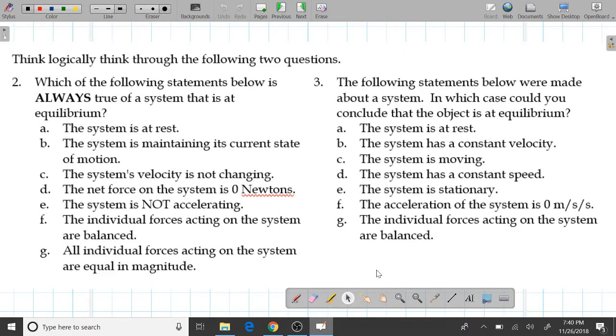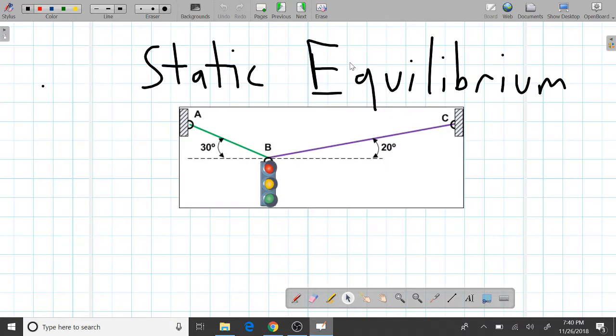Okay, number 2 and number 3. Before I work out number 2 and number 3 with you guys, I want to say something really important about static equilibrium situations. Anytime you have a system and you know that system is in static equilibrium, basically what that means is that that system is not accelerating.